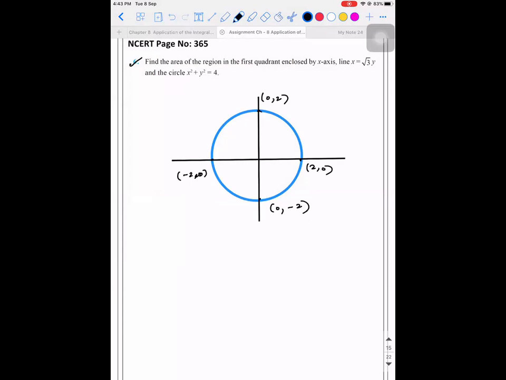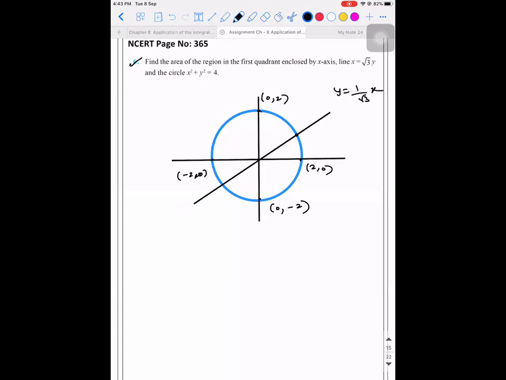So x is equal to root 3y. What is it? You can write it like this: y is equal to 1 by root 3 x. y is equal to mx is also a straight line passing through the origin. And what is the slope of it? 1 by root 3. We know that slope is nothing but the tangent of the angle made with the x-axis. So this angle will be 30 degrees. It is only for your information.